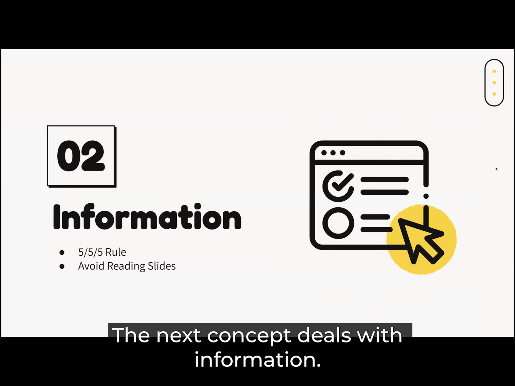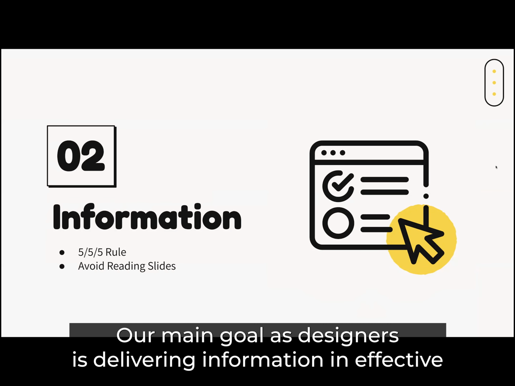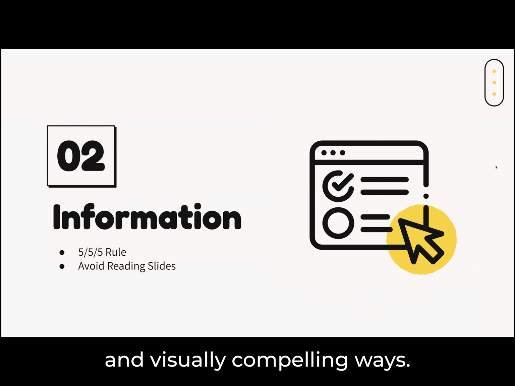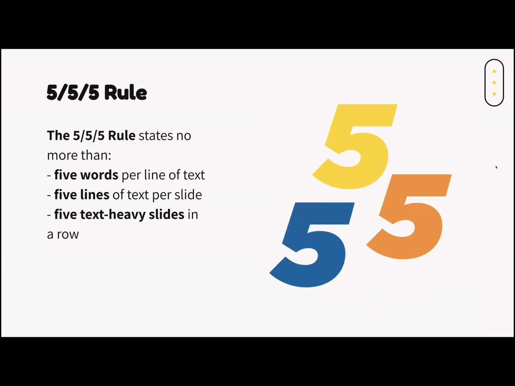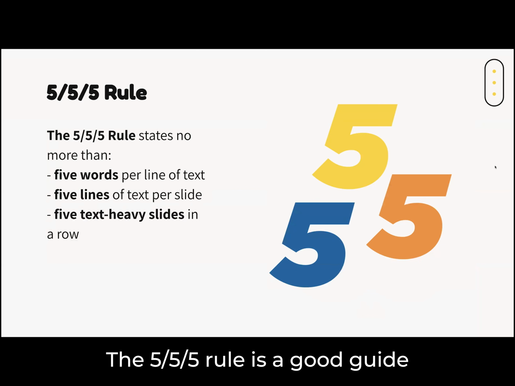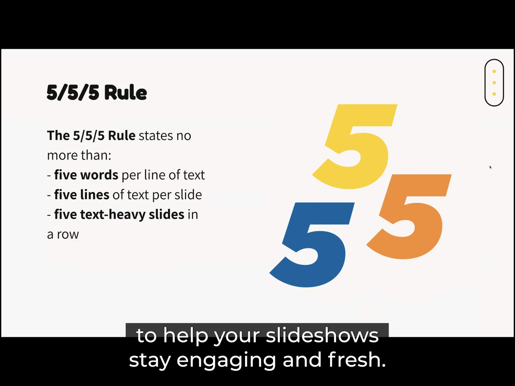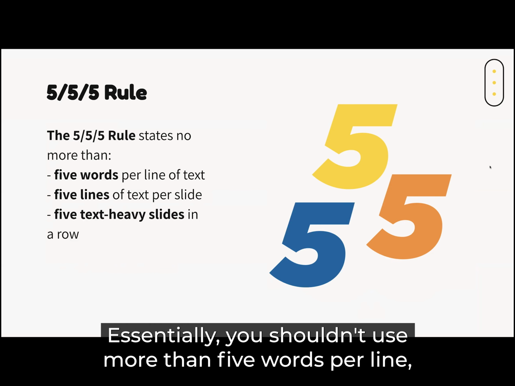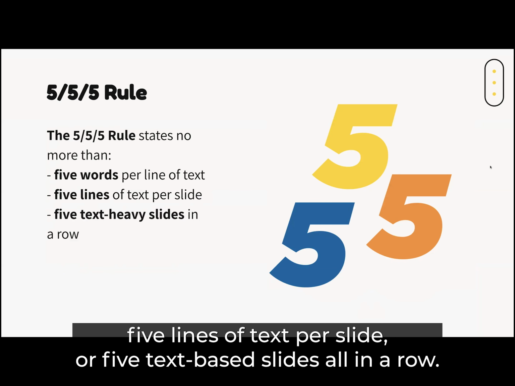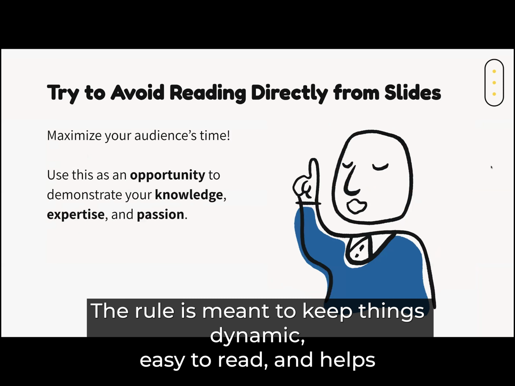The next concept deals with information. Our main goal as designers is delivering information in effective and visually compelling ways. So here's 2 tips to help. The 5-5-5 rule is a good guide to help your slideshows stay engaging and fresh. Essentially, you shouldn't use more than 5 words per line, 5 lines of text per slide, or 5 text-based slides all in a row. The rule is meant to keep things dynamic, easy to read, and helps maintain the attention of your audience.